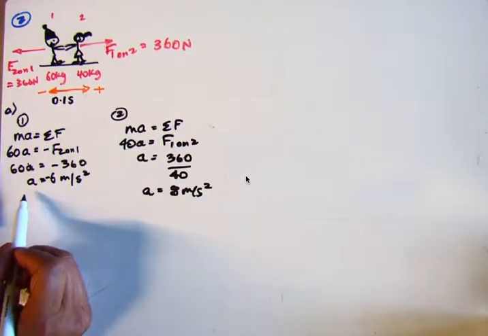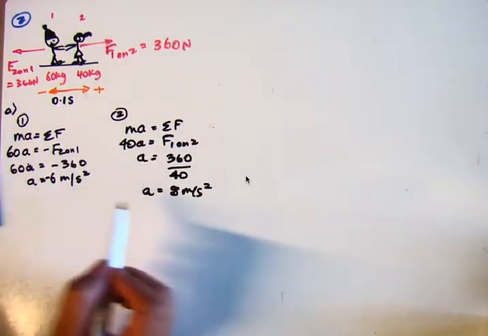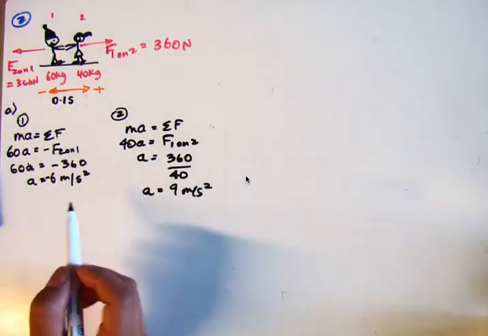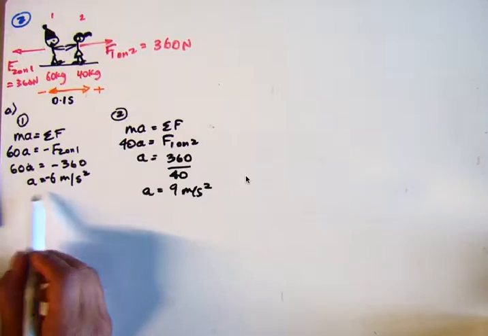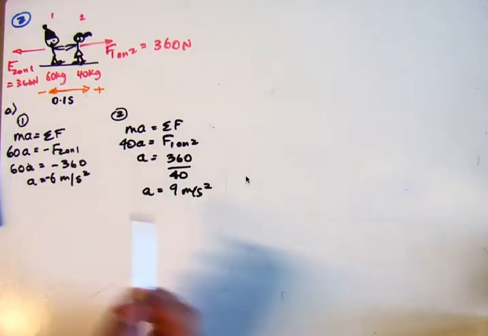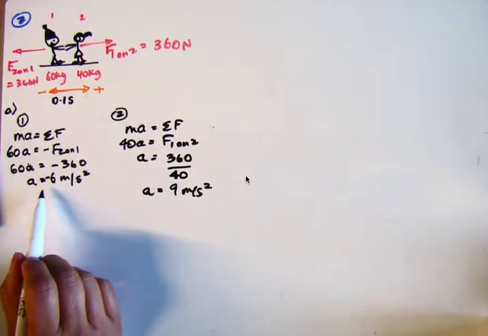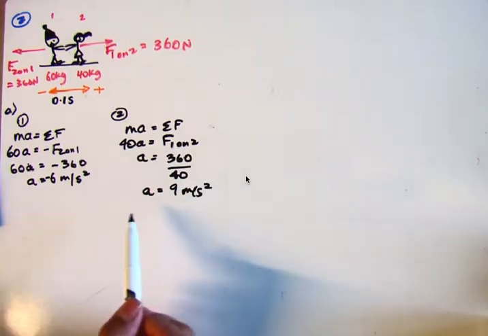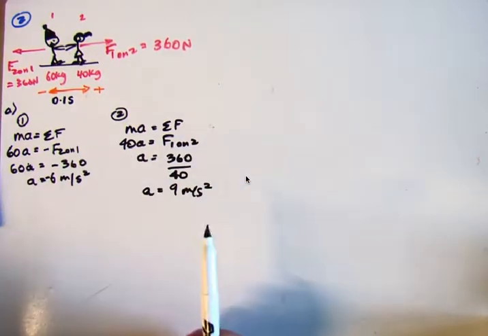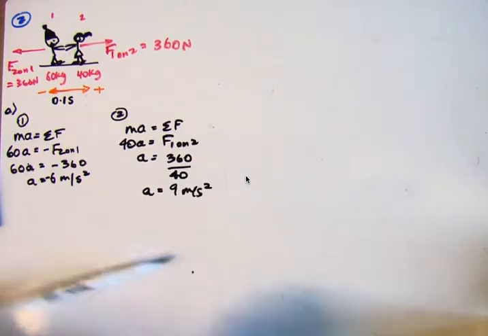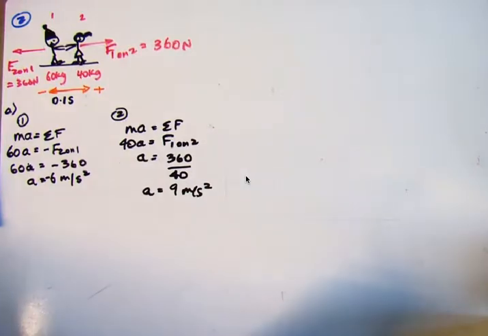The 60 kilogram girl will have, is that wrong? This is wrong. Should be 9 for the other girl. So she has an acceleration of negative 6 because of my sign convention, and the other girl has an acceleration of 9. Maybe you got negative 9 and 6. What you have to consider is, do the directions make sense? If you chose a different sign convention, you would have a different plus and minus, and that's completely okay.